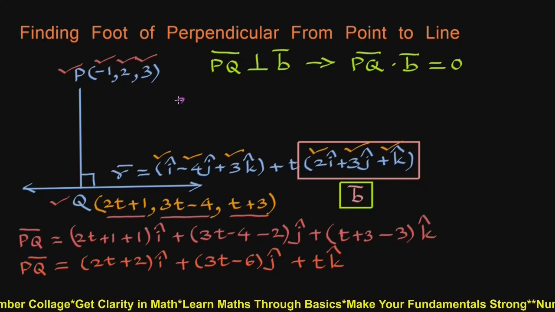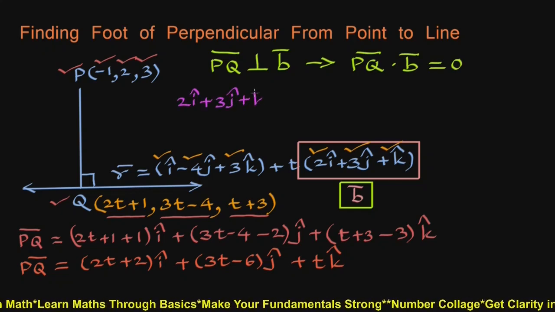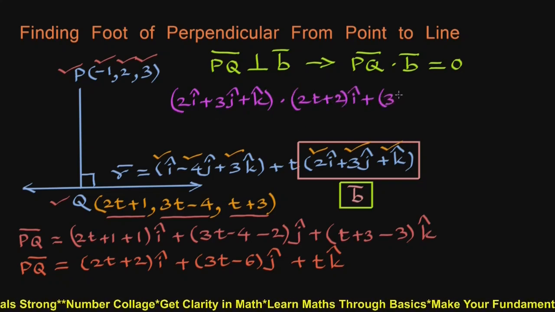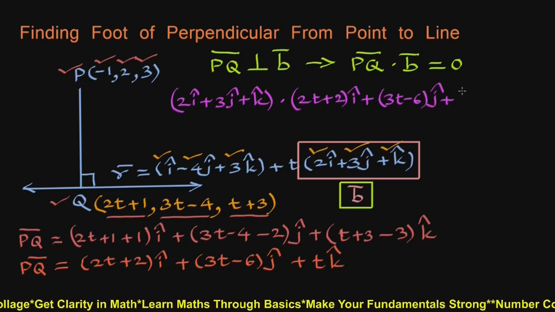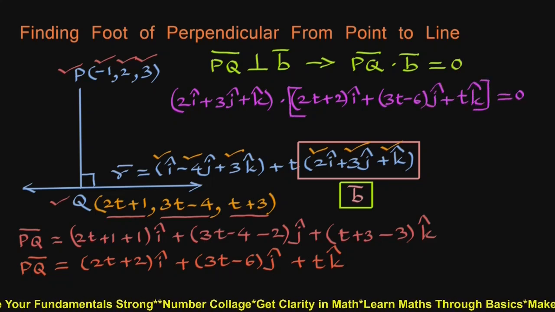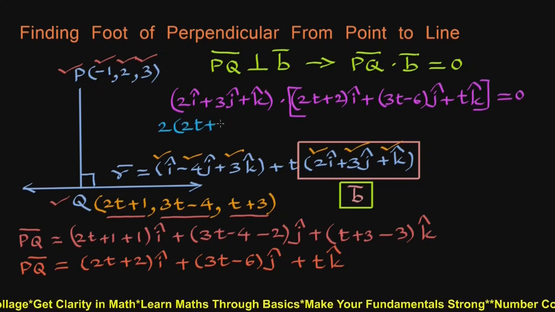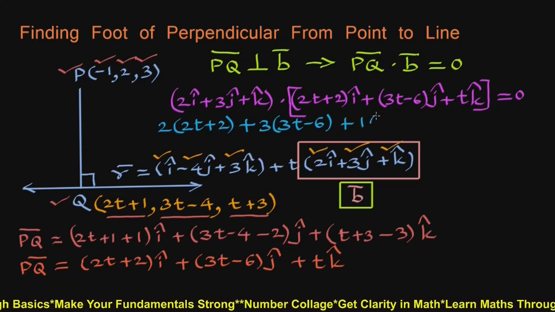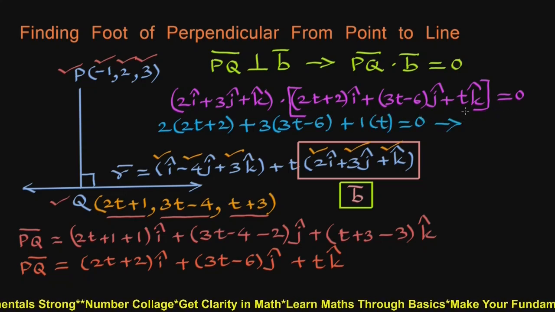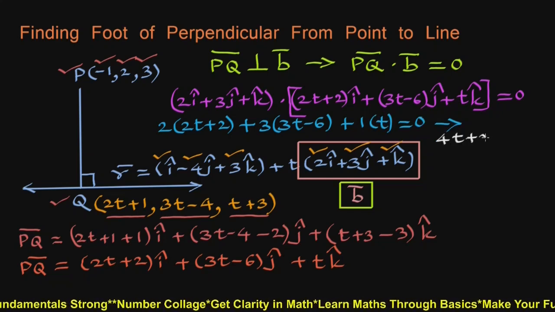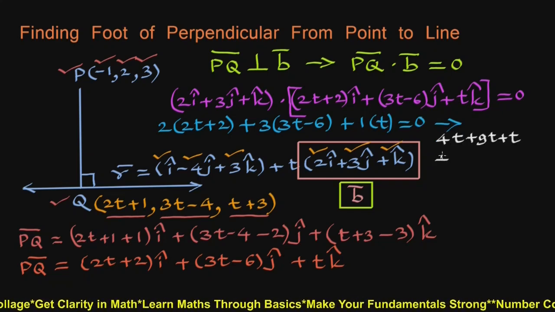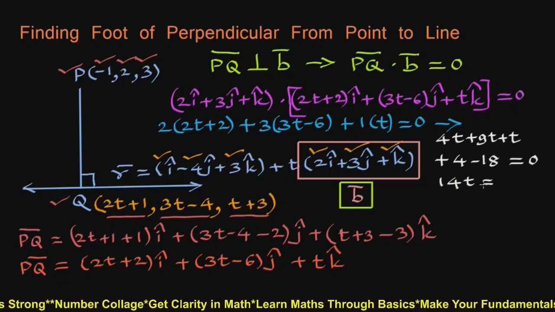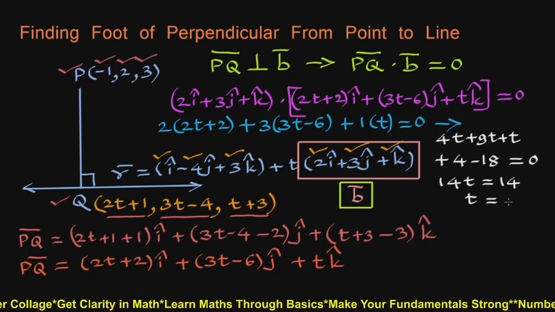Therefore (2i + 3j + k) dot (2t + 2)i + (3t − 6)j + tk will be 0. That means 2(2t + 2) + 3(3t − 6) + 1(t) will be 0. That gives 4t + 9t + t + 4 − 18 = 0. 14t = 14, so t = 1.